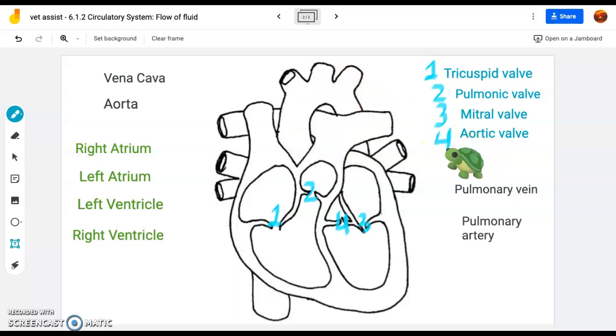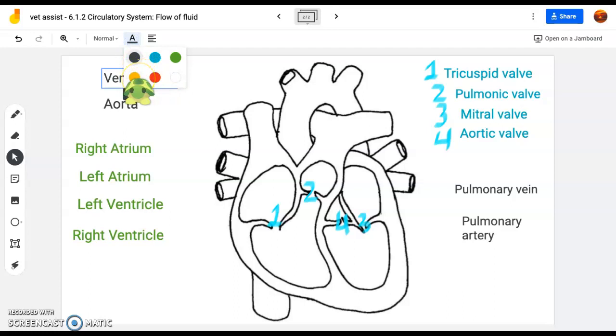So those are my valves. I've got 4 valves. And then I've got my vessels that are going to move the blood around. So I'm going to go ahead and color my vessels. I'm going to color them gold. Gold? Yeah, gold.